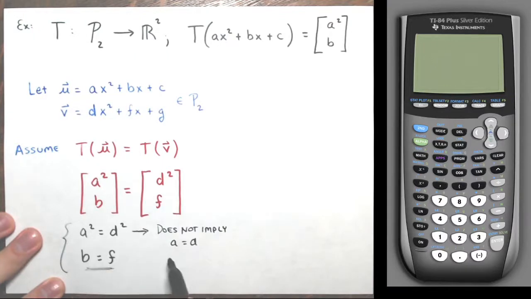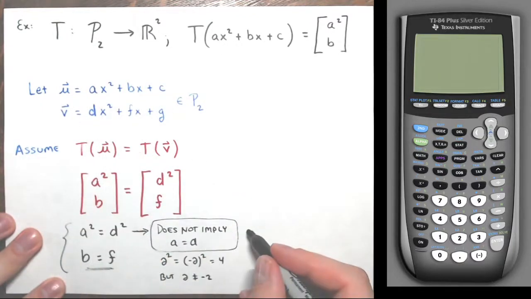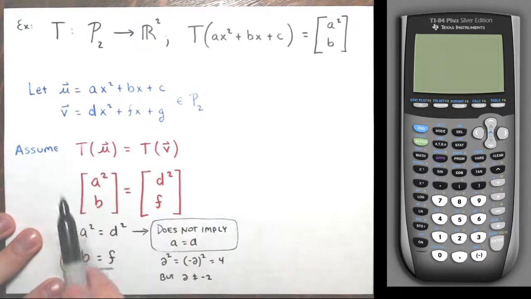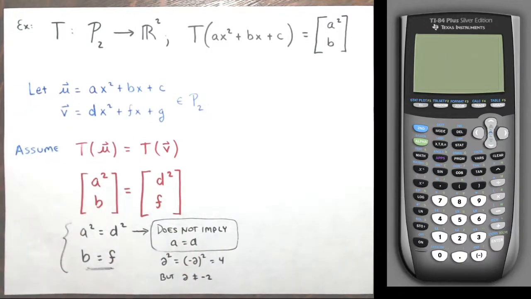For example, isn't 2 squared the same as negative 2 squared? Both of these are equal to 4, but 2 is not equal to negative 2. So just because two numbers have the same square doesn't mean the bases have to be the same. So just because a squared and d squared are the same does not mean that a equals d. So it may not be the case that u is equal to v. Basically we're saying here that u is not always going to be equal to v when T of u is equal to T of v.